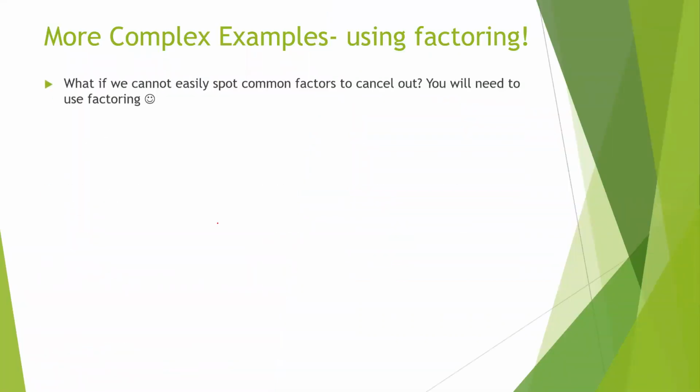So let's do another example. But obviously now we're going to try to see what else is common. So what if you can't really spot an easy common factor? What would you need to do? Well, you're going to have to use factoring. And that's exactly what we're going to discuss next.